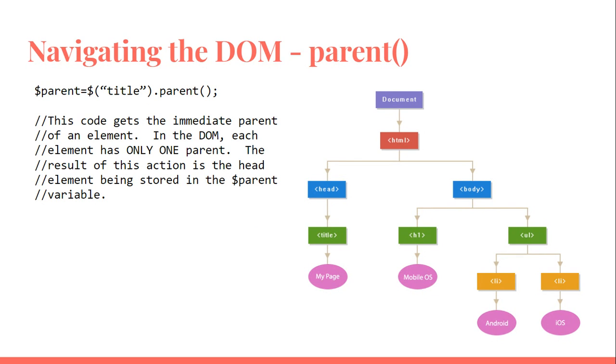Parent is the easiest. Every DOM element has exactly one parent. It can't have two. So whenever we go up the chain, we're going to find one parent. So when we do the code, it gets the immediate parent of an element. So when we're in the DOM, as we said, it only has one parent. So if I'm at title and I call parent, I end up at head. If I'm at head and I call parent, I end up at HTML.